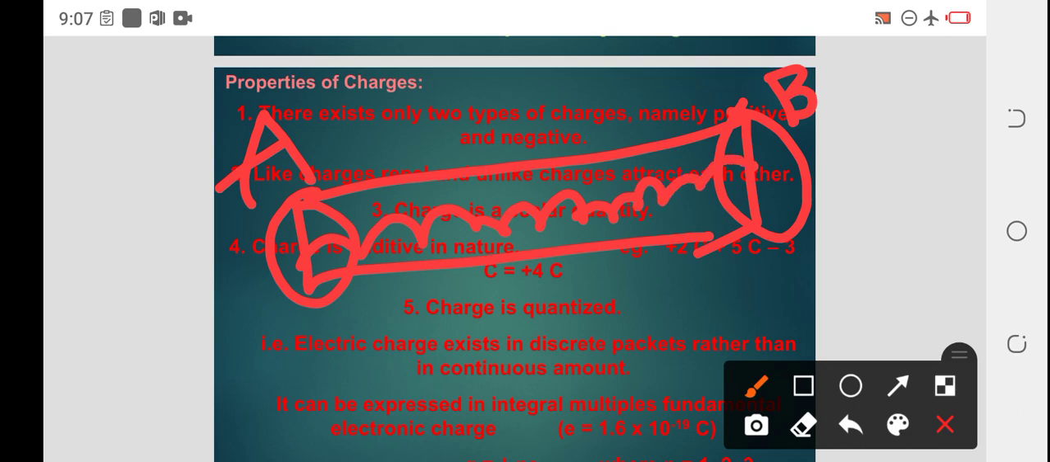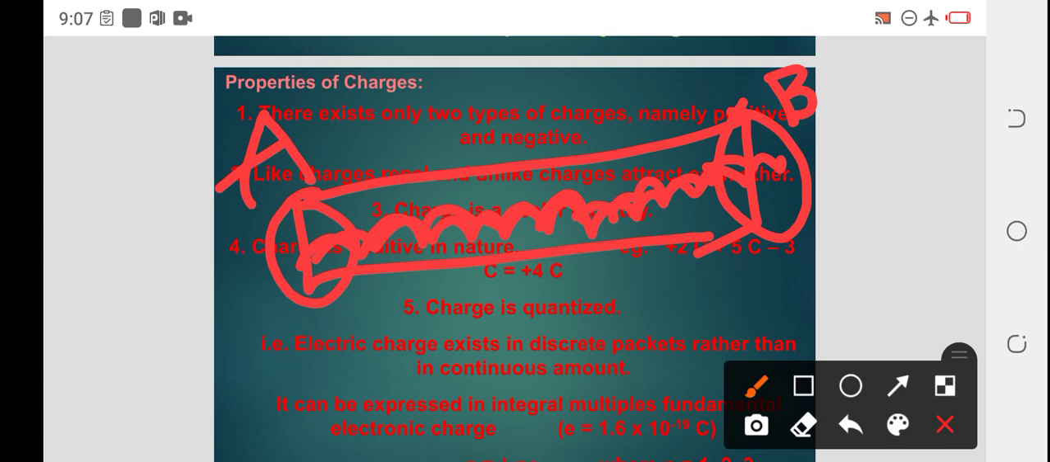Here A and B are the terminal points. The electrons are flowing from terminal A to terminal B. Meanwhile, whenever the electrons are flowing from A to B, we can observe one thing.